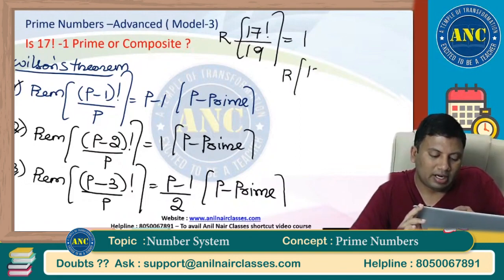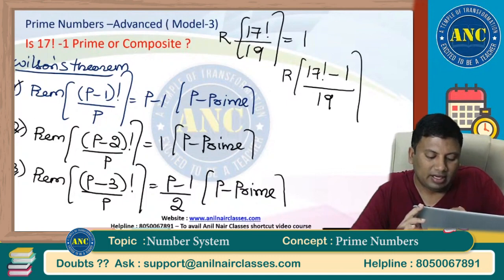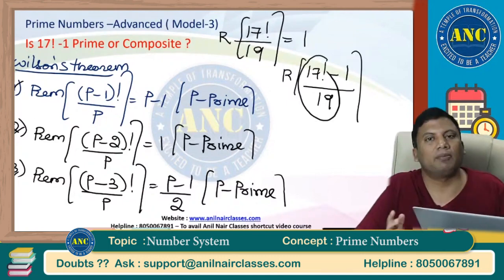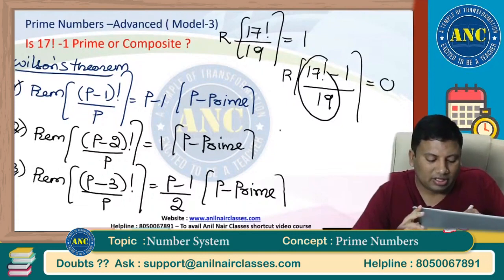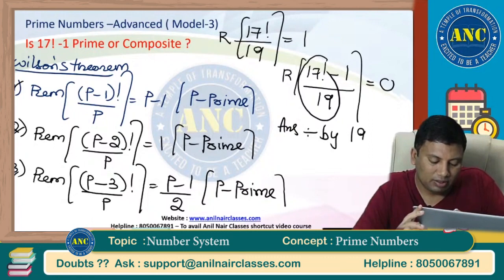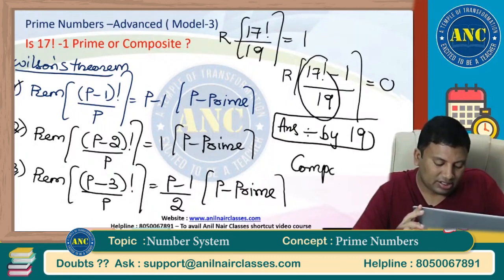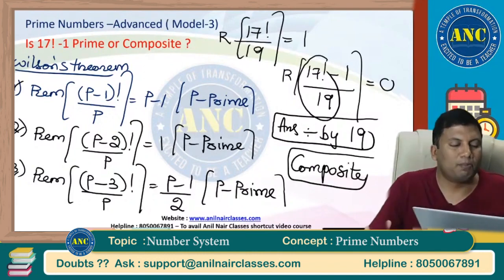So, the remainder of 17 factorial minus 1 divided by 19: 17 factorial divided by 19 gives remainder 1. 1 minus 1 is 0. That means the answer is divisible by 19. If it is divisible by 19, the answer will be a composite number.